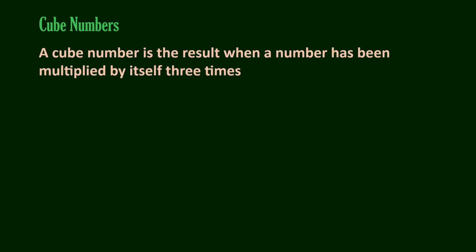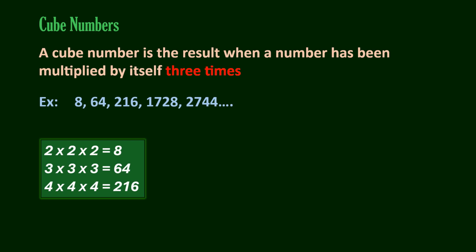The next type of number is cube numbers. A cube number is similar to a square number. A cube number is the result when a number has been multiplied by itself 3 times. For example, 8, 27, 64, and so on. 2 times 2 times 2 is equal to 8. 3 times 3 times 3 is equal to 27. 4 times 4 times 4 is equal to 64.